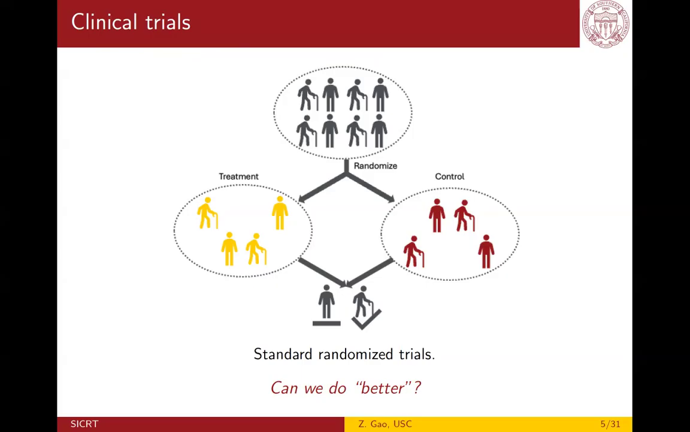Here, suppose we start with a pool of patients or units, and then we randomly assign part of them to the treatment, noted in the USC gold. And then the rest of them will be considered as the control group, which is colored in the USC red or USC cardinal. After some time, we will observe or collect responses from all the participants and then evaluate whether this treatment is beneficial to them or not.